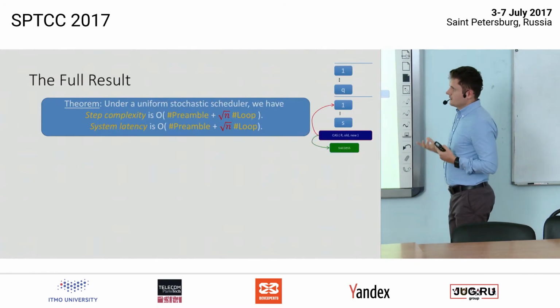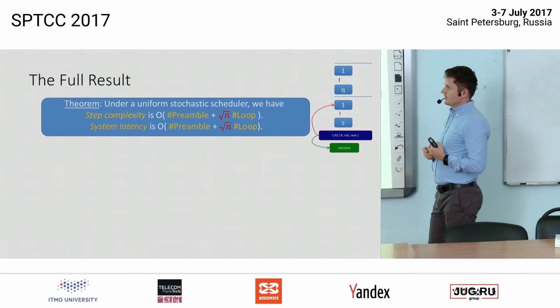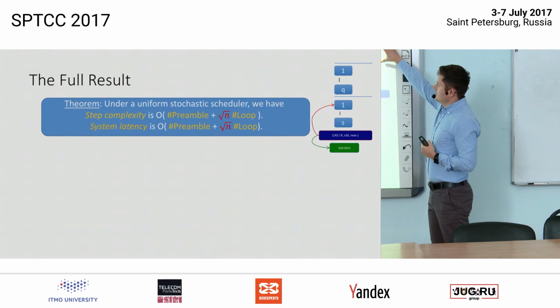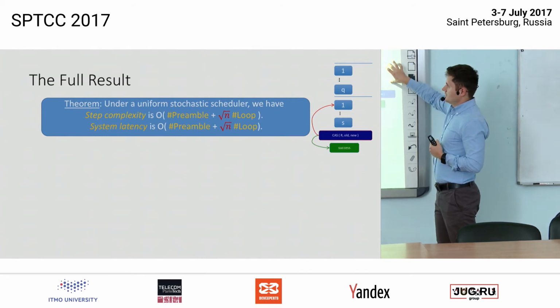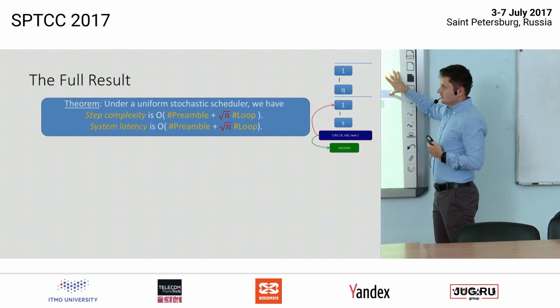So what is the full result saying? Basically, the full result says that under a uniform stochastic scheduler, we're going to have step complexity of order the preamble plus square root of n times the size of the loop. So one thread will have to do the loop about square root of n times in order to succeed. And the system latency is pretty much the same by symmetry.